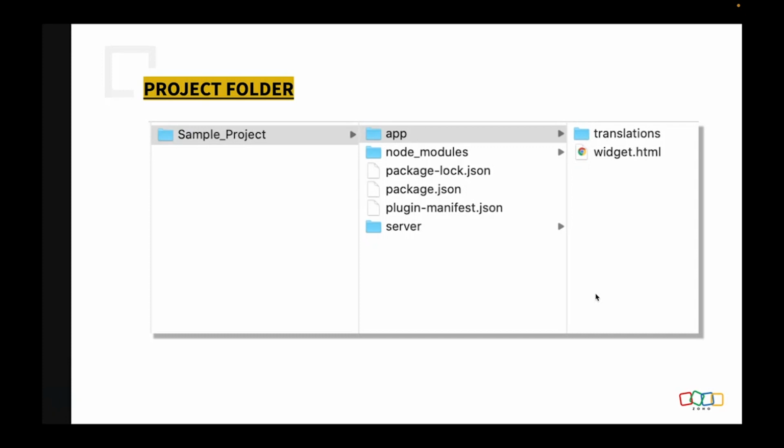All the files that are required for rendering a widget will appear inside the app folder in the project generator. Here, widget.html is used to design and develop the display page of the widget. And developing the widget would be the next step.